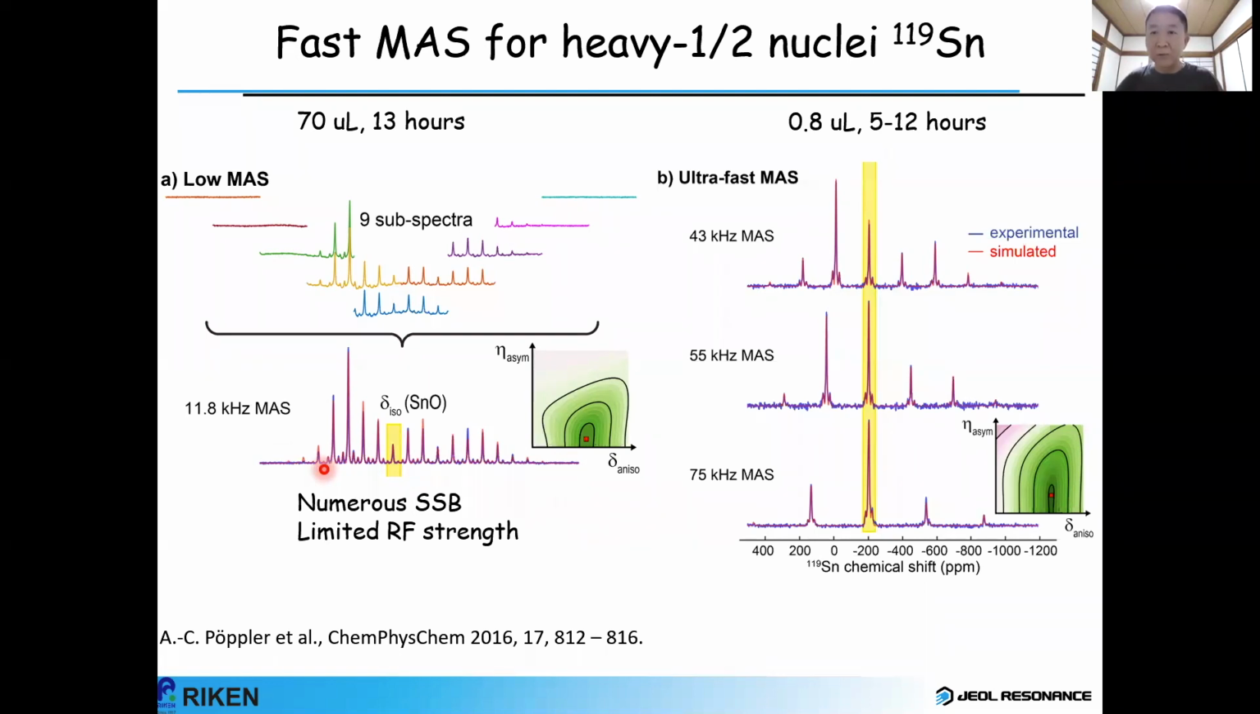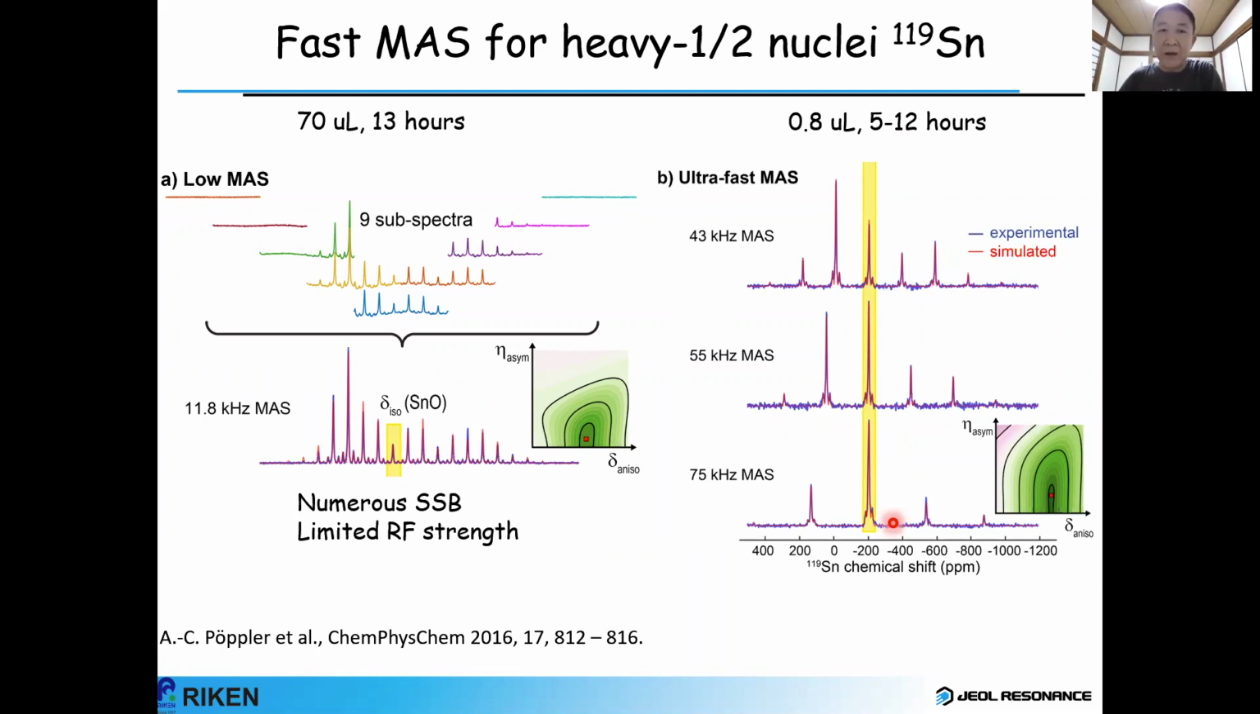But for this sample, if you spin the sample very fast, you see quite good improvement. We have much less spinning sideband. Then it is very clear to find the isotropic chemical shift. In addition to that, all the signal intensity is folded into the center band, and that improves the sensitivity significantly. If we look at these two spectra, they were observed with almost the same experiment time, but we can get almost the same signal to noise ratio.